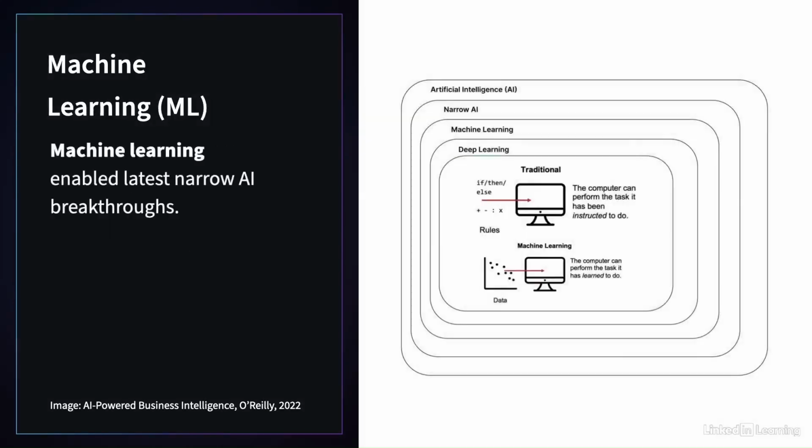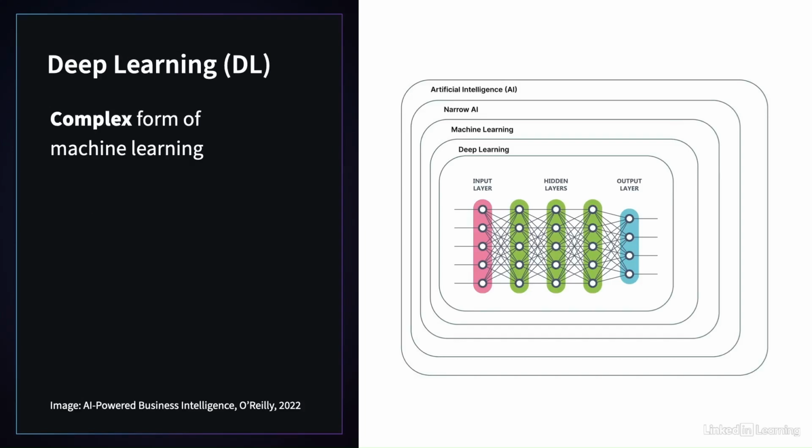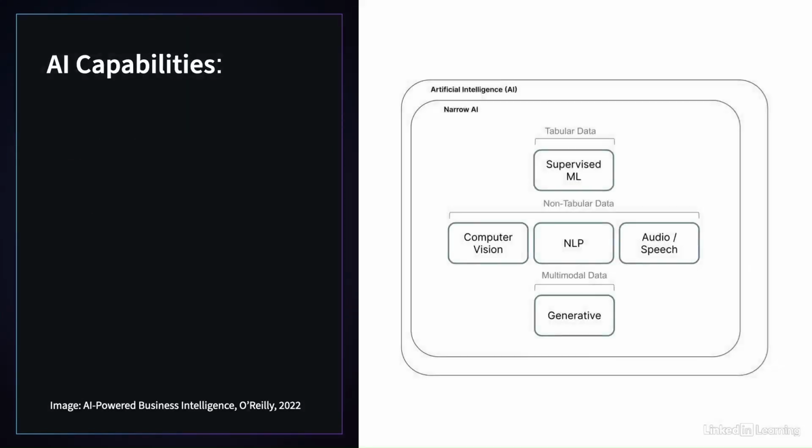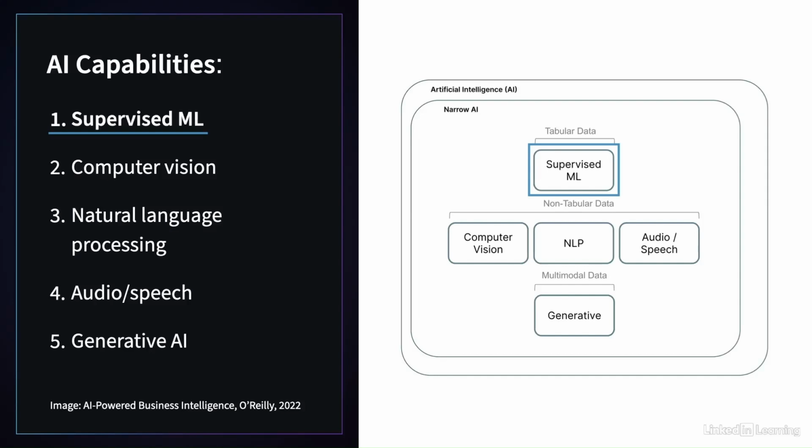Machine learning has enabled the latest breakthroughs in narrow AI. The core idea behind machine learning is to find patterns in historical data and exploit these to solve specific tasks. Deep learning is a particularly complex form of machine learning. And with machine learning and deep learning, we can achieve 5 main archetypes of AI capabilities: supervised machine learning, computer vision, natural language processing, audio and speech, and generative AI, which are AI capabilities applied to different types of data. In this course, we will primarily focus on supervised machine learning. However, later in this video, you'll also explore the exciting area of generative AI.